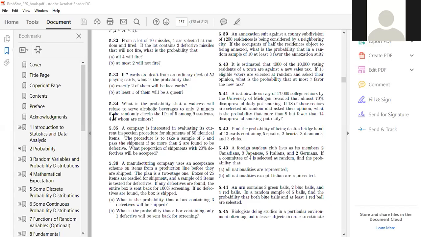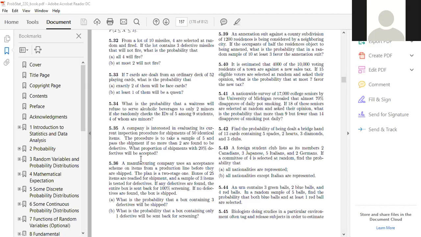If any defective is found, the entire box is sent back to 100% screening. If no defectives are found, the box is shipped. What is the probability that a box containing 3 defectives will be shipped? 3 defectives means my success rate here is 3. That means I can write each.